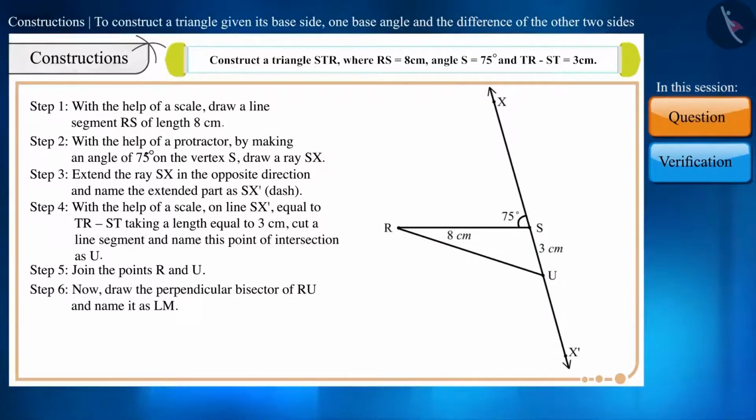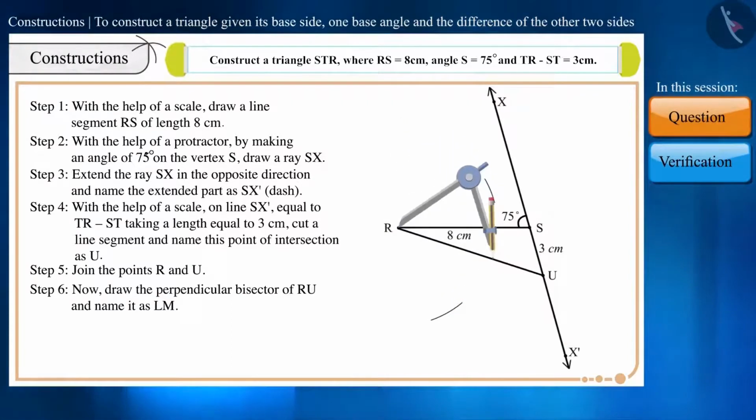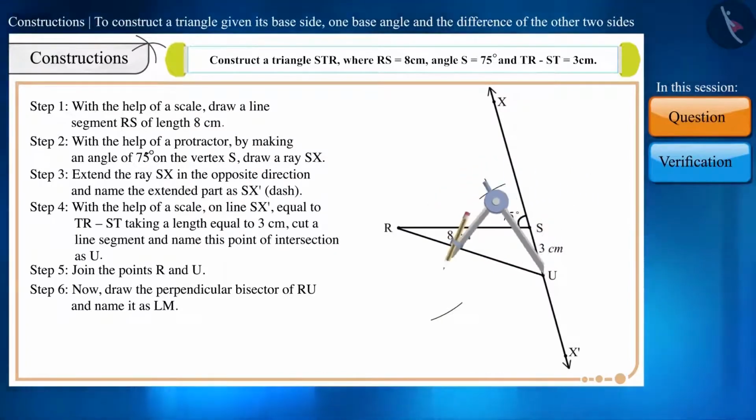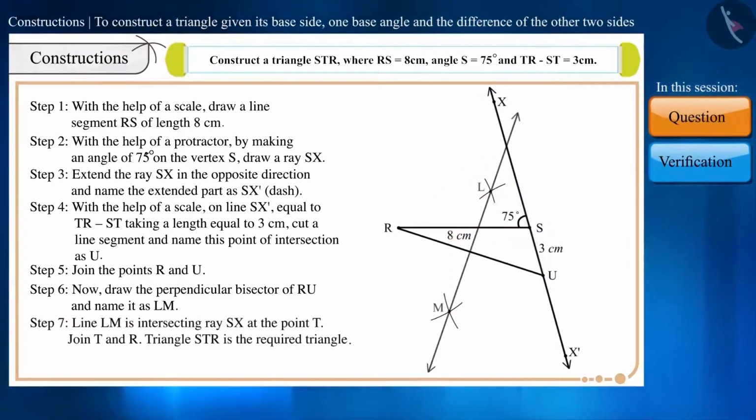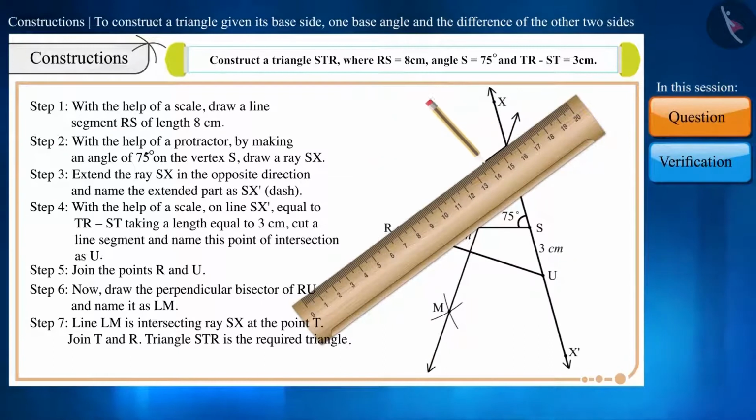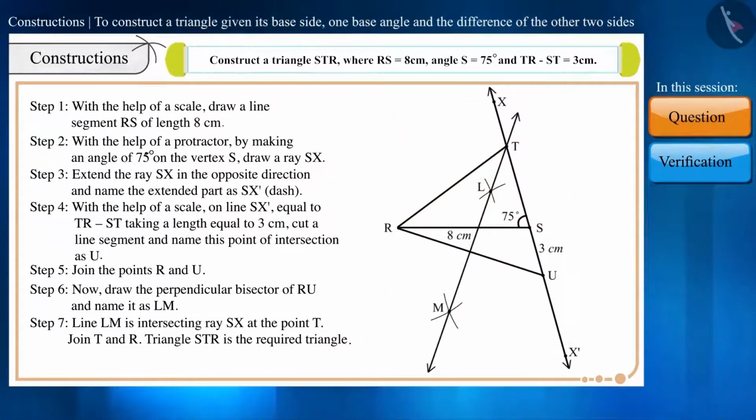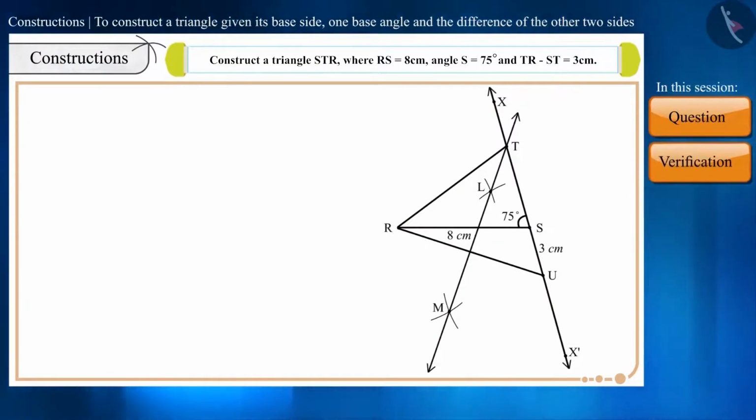Step 6. Now let's draw the perpendicular bisector of RU, and name it as LM. Line LM is intersecting ray SX at point T. We will join T and R. And in this way, the required triangle STR will be formed. So friends, in this way we solved this question, that is, we constructed the triangle.